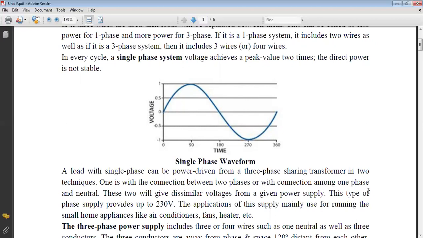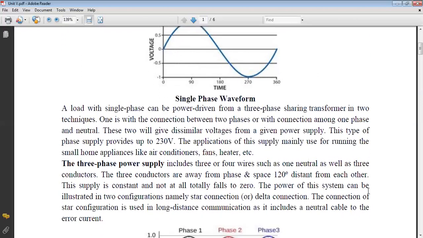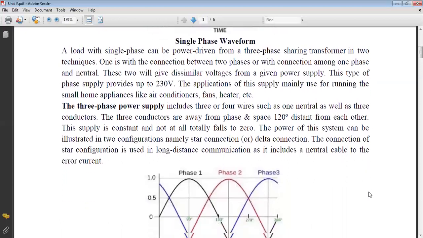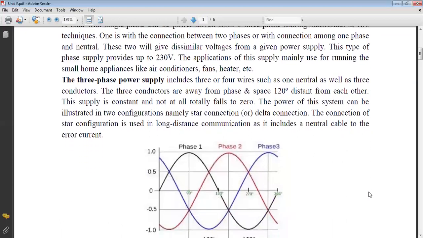So these will give dissimilar voltages from the given power supply. This type of phase supply provides up to 230 volts. The applications of this supply mainly are running small home appliances like air conditioners, fan, heater, etc. Okay. Now, the three-phase power supply, try to understand the three-phase power supply.